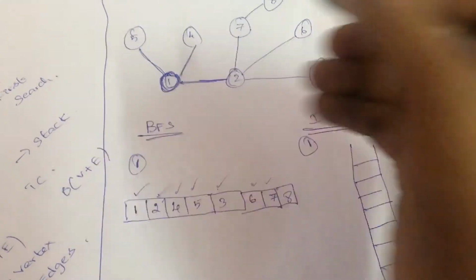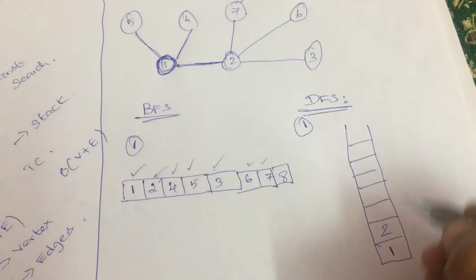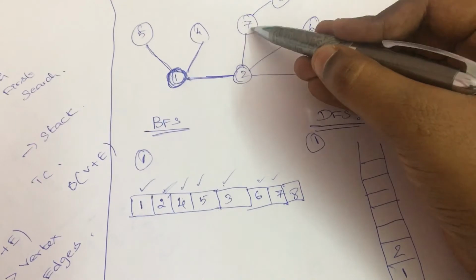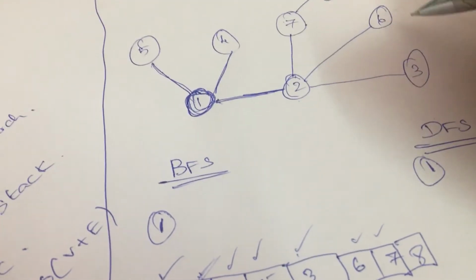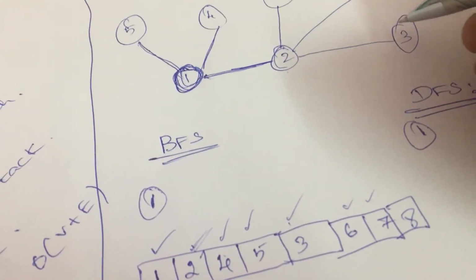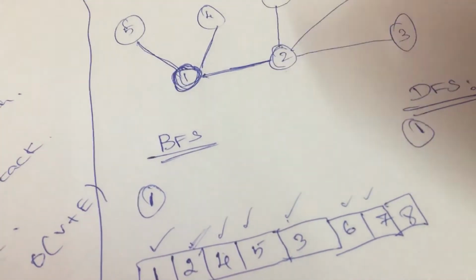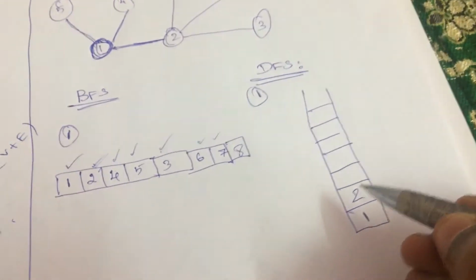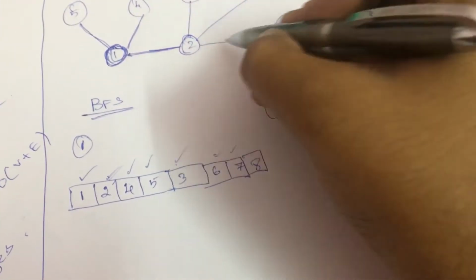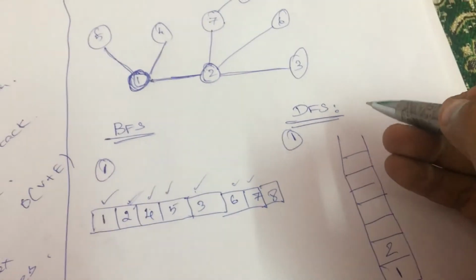So I'll start with 2, right? So I'm going to reach 2 now. After 2 I can take either 7 or 8, or I can even visit 6, or I can also go from 2 to 3. Whatever nodes I want, I can visit. Here we have already visited the nodes 1 and 2, right? So from 2 now I'm going to prefer the number 3.